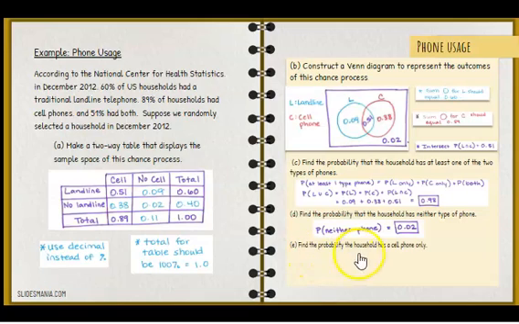Part E, find the probability that a household has a cell phone only. So I look at my cell phone circle, and it's the only, so it's the part that does not overlap. So that would have to be 0.38. So in notation, it would look like this. Probability of landline complement, so not landline, and cell phone. All right, that would be 0.38.